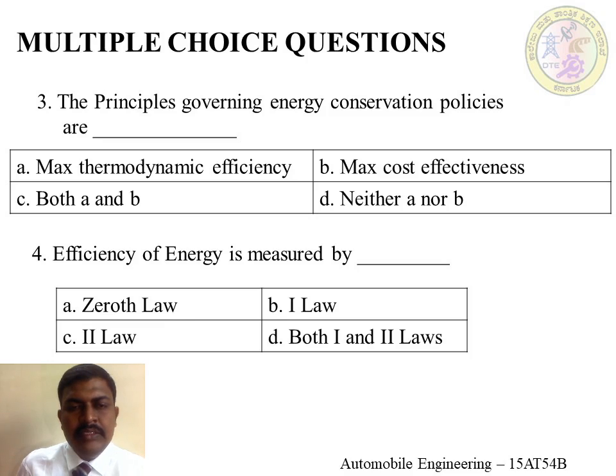Then question 4, efficiency of energy is measured by: option A zeroth law, option B first law, option C second law, and option D both first and second laws. The right answer is option D, both first and second laws of thermodynamics, by which we can measure the energy efficiency. So that's all about session 3.